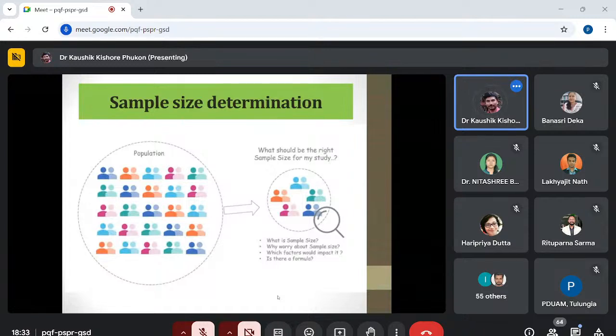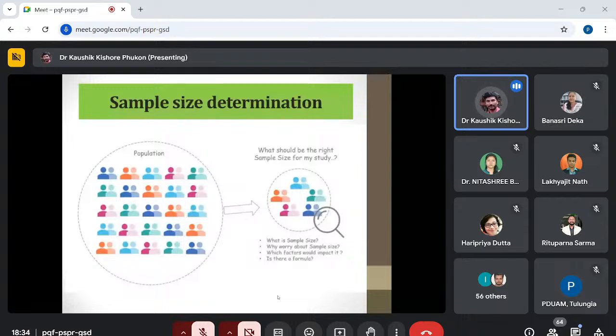What is sample size? Here we will discuss. Okay, what is sample size? All you know. Why to worry about sample size? Which factors would impact it? Is there a formula? Okay. So moving to the next slide.